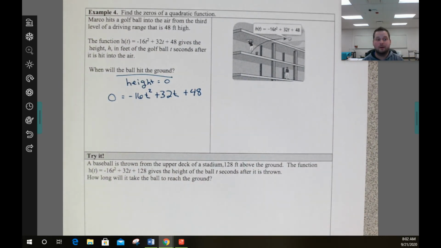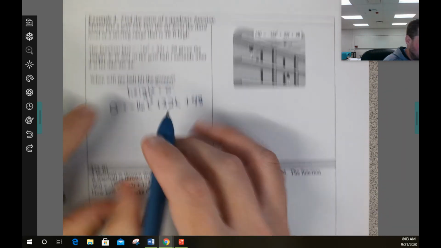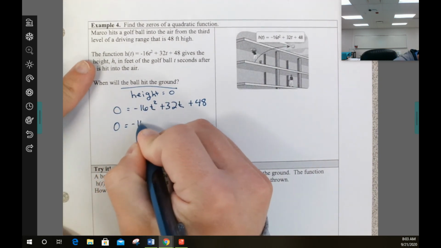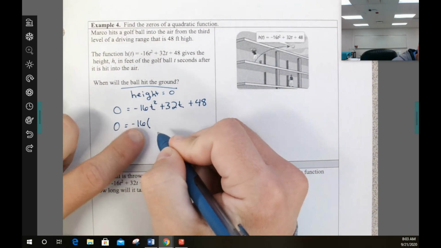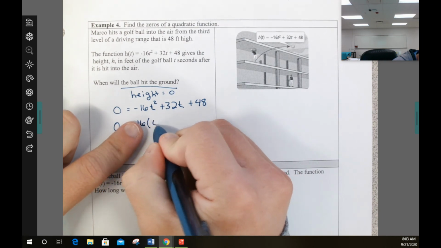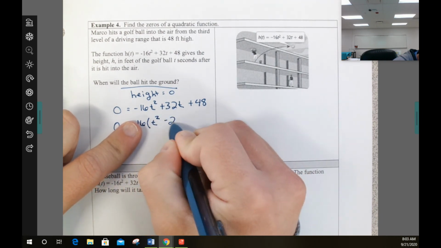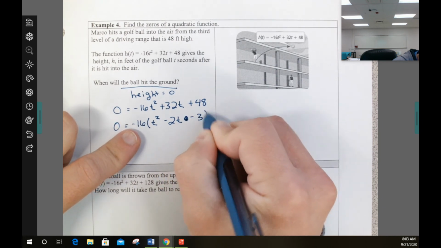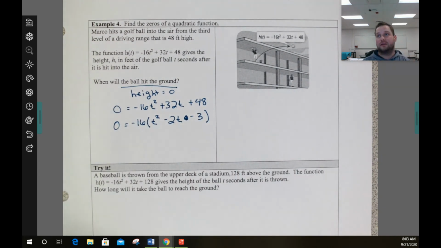Okay? Now we need to figure out what t equals. Well, 0 equals a quadratic, so we're going to do the same stuff we've been doing. We need to factor. So first step, GCF. We have a negative 16. When I factor that negative 16 out as a GCF, I'm going to be left with positive t squared minus 2t, and then the minus 3 on the end. Okay, so negative 16 times t squared minus 2t minus 3.